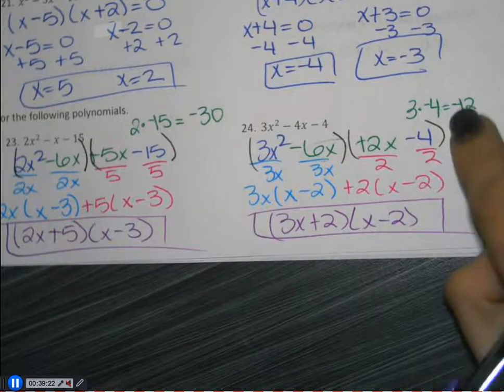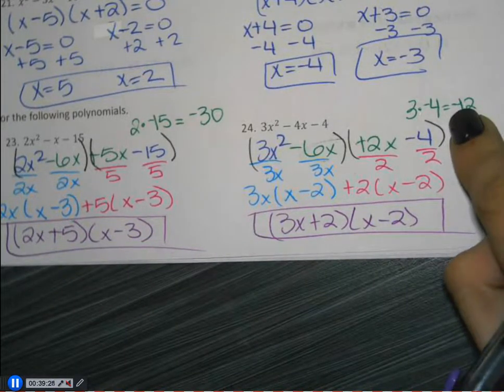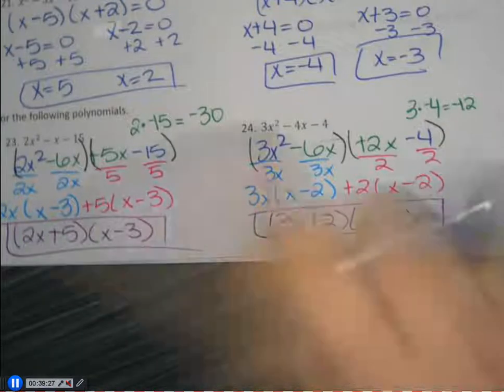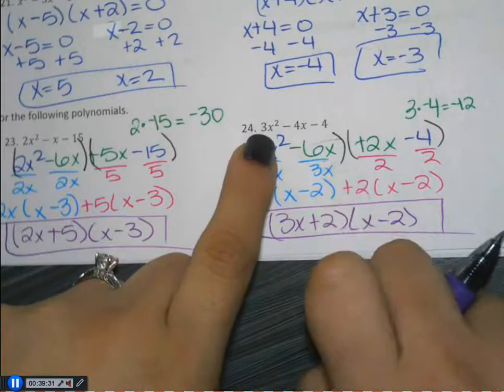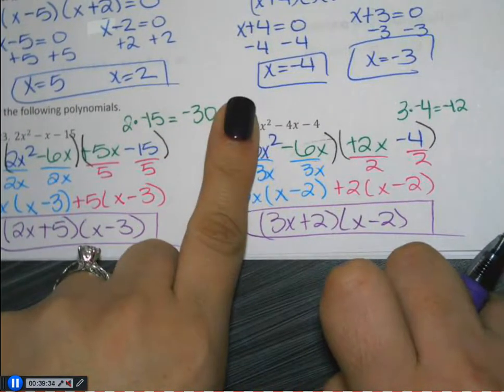Do you have to write it, or do you have to do it? You have to do it. Because you need to know how to split up your middle number. So you only have to do it when there's a number out front. If this was just a regular x squared, you wouldn't have to do that stuff.